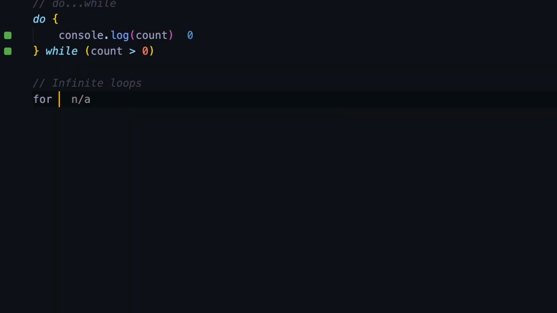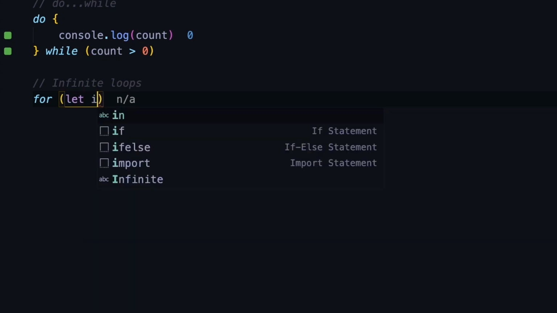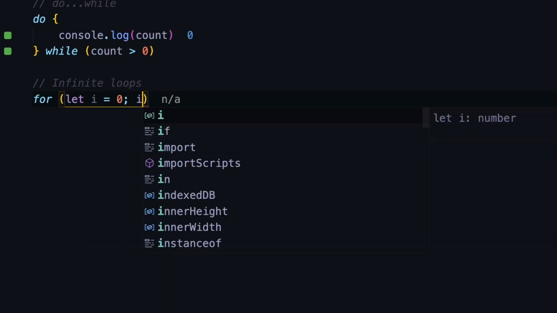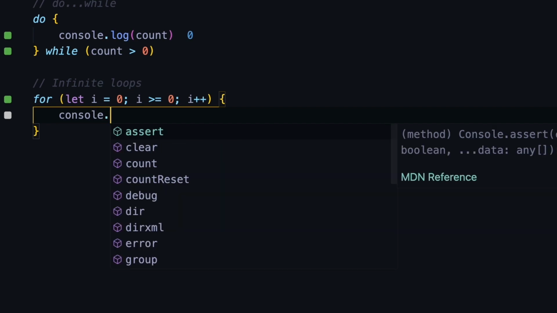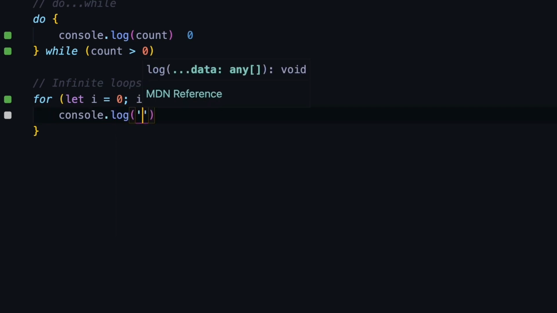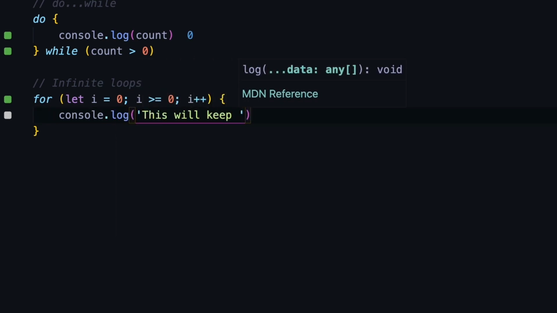We can define a for loop and set the initial counter to be 0. And then we can check if the i is greater than or equal to 0. And in that case, we will increment the i variable. And here you can execute any code. Let's say you just want to console log some message. This message will keep printing forever.